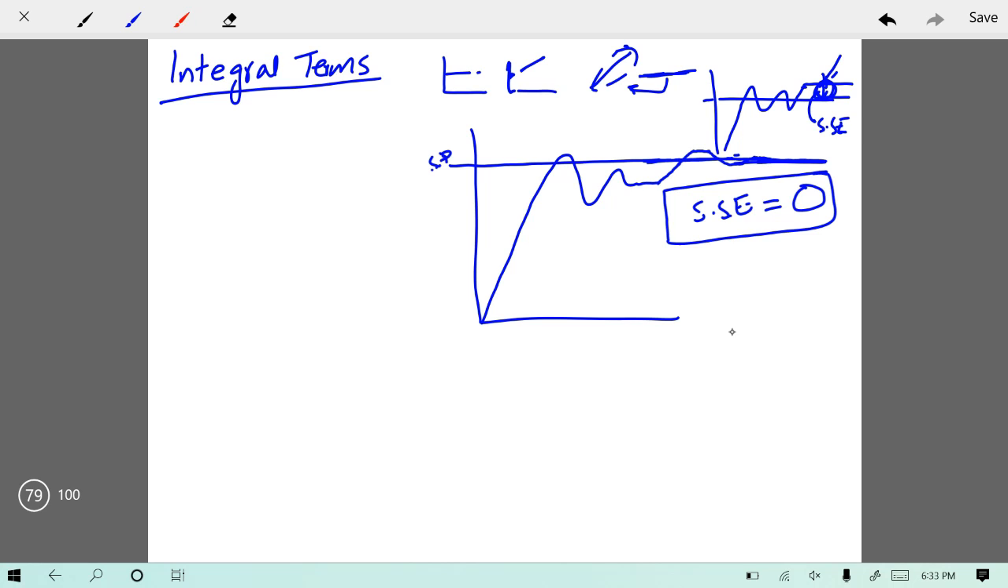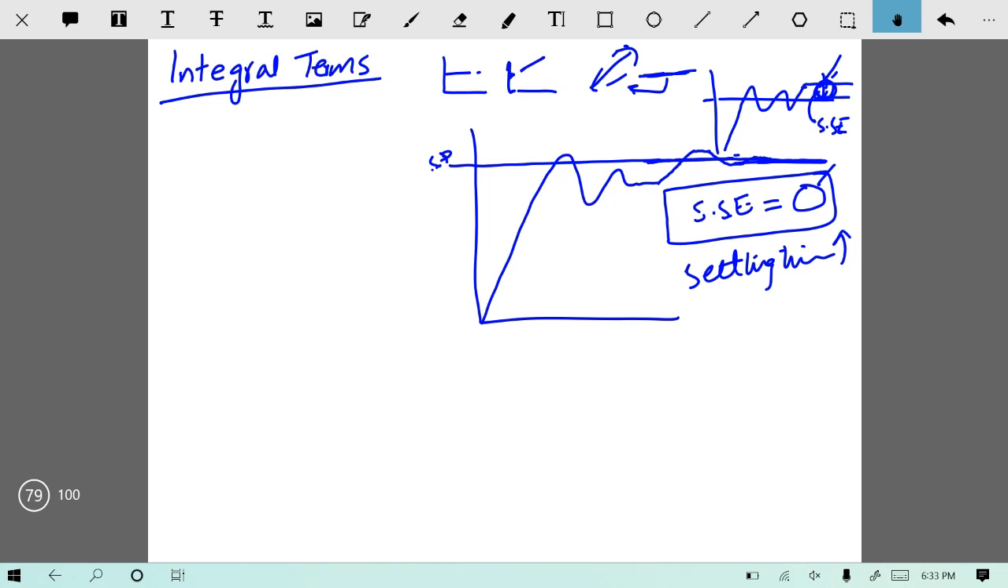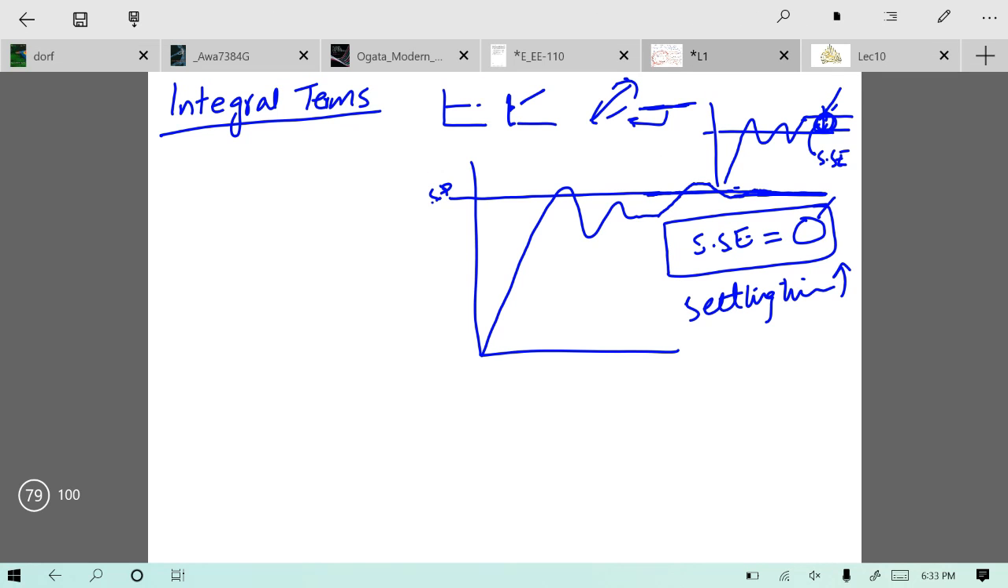However, as you can see, the settling time gets increased. Settling time increases, but steady state error is equal to 0. This is a very beautiful property of the integral controller and one of the main reasons it is being used in the industry to eliminate the steady state error.